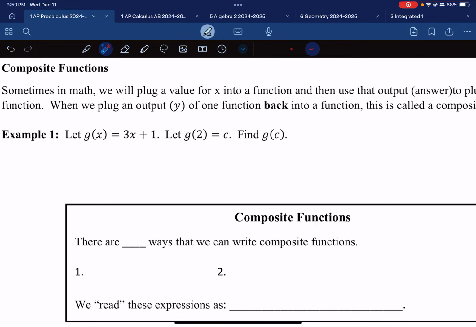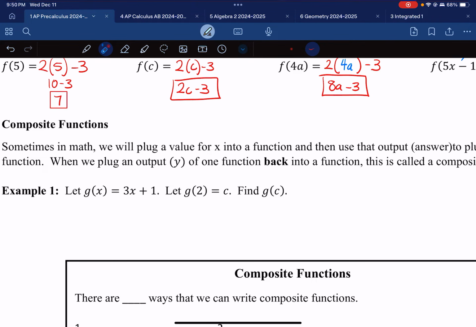So if I have a new equation, g of x equals 3x plus 1, is that the same equation as before? No, it's a different one. Let's say g of 2 is equal to c, and I'm trying to find g of c. Well, there's a lot of information here. The first thing that I'm seeing is I can find g of 2.